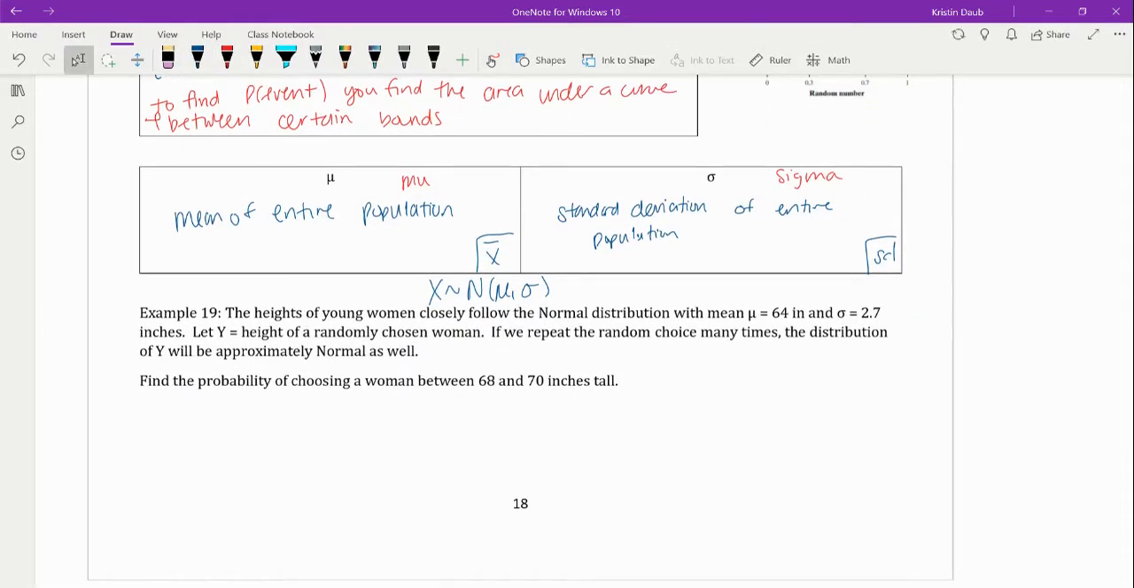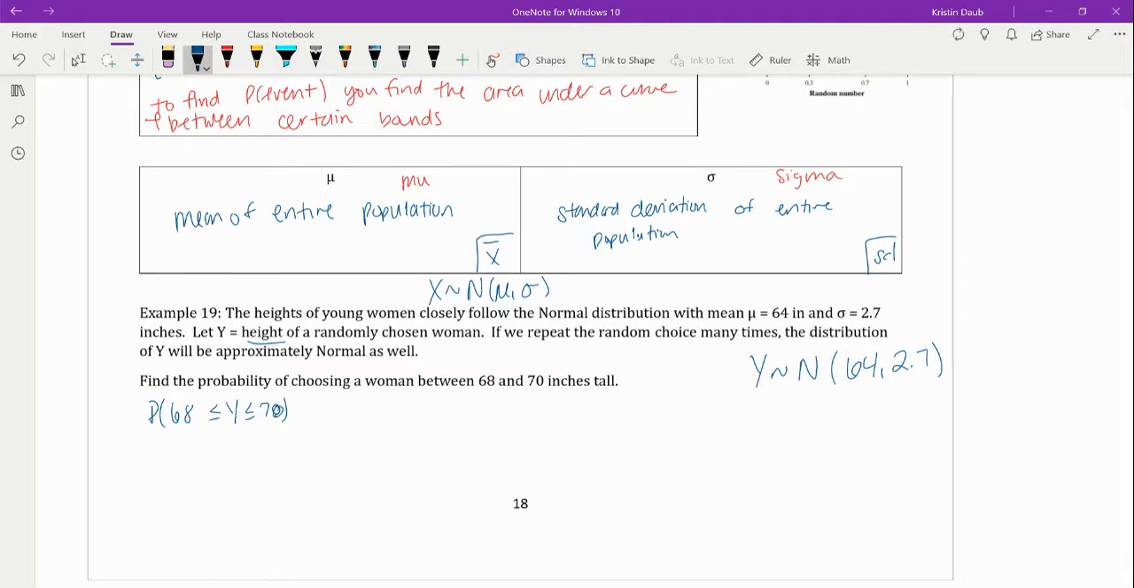All right, let's take an example. The heights of young women follow closely to a normal distribution with mean of 64 and standard deviation of 2.7. So we're going to let y be the height. So I'll say that y is distributed normally with a mean of 64, a standard deviation of 2.7. And if I repeat the choice many times, the distribution of y is approximately normal, which is great. Okay. Find the probability of choosing a woman between 68 and 70 inches tall. We've done this before, you guys. All right, so let's find the probability that y is between 68 and 70.